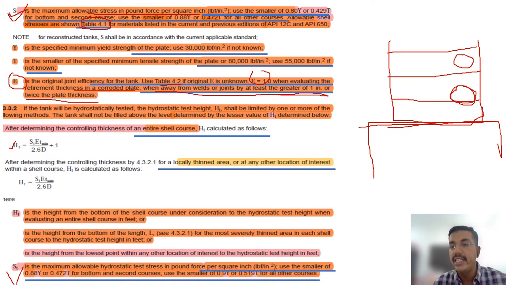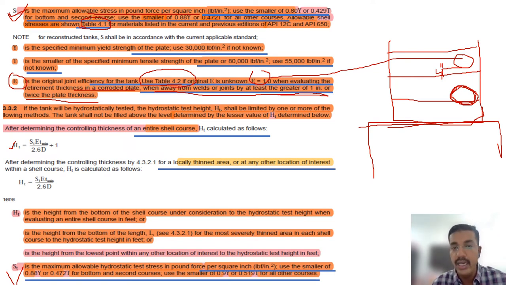Let's say it is 4 inches away from the weld joint. When this situation comes, close your eyes and take E equal to 1. Is it clear? Or do I have to tell it one more time? If the area of evaluation is away by more than 2 times the shell plate thickness or 1 inch, whichever is greater, then you have to take E equal to 1. If it is less than that, like this situation where it is close to the weld joint, then you have to find the E. How? In Table 4.2. I will tell you how to do this.